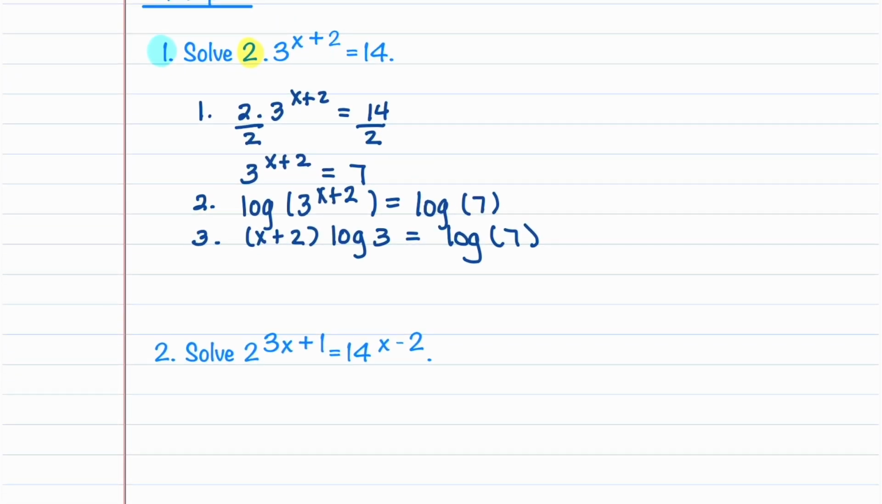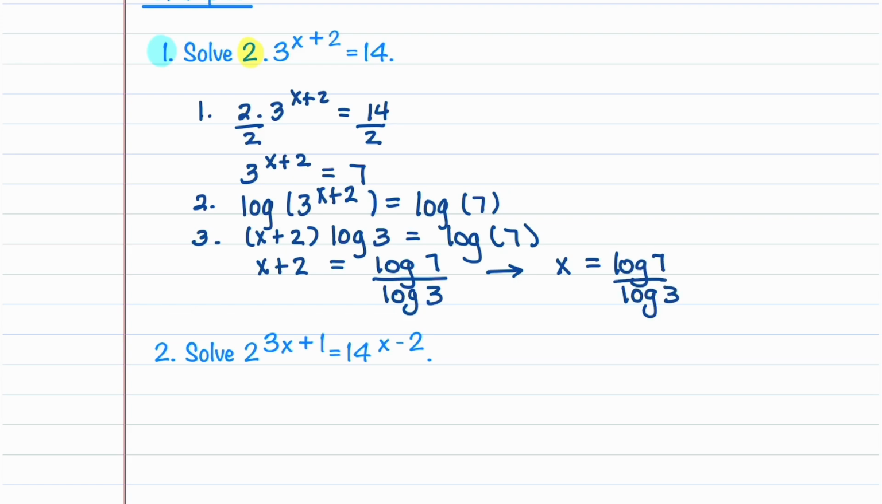We want to isolate the x term, so I think it's easiest to go ahead and just divide both sides of the equation by log 3. This gives us x plus 2 is equal to log 7, all divided by log 3. Now we can go ahead and subtract 2. We'll go over here to the right. So our x is equal to log 7 all over log 3 minus 2. And that's our final answer.